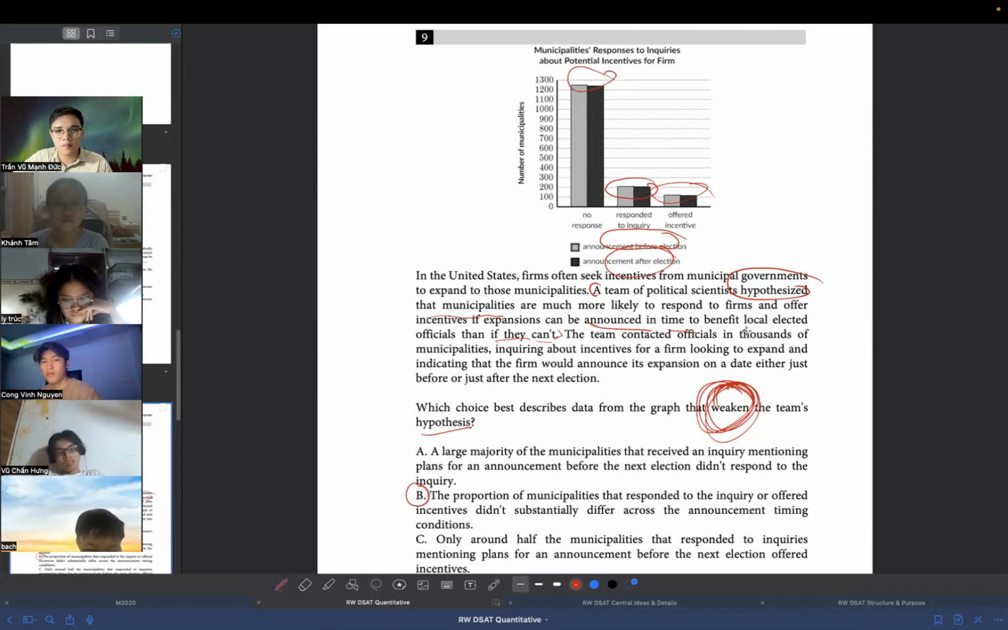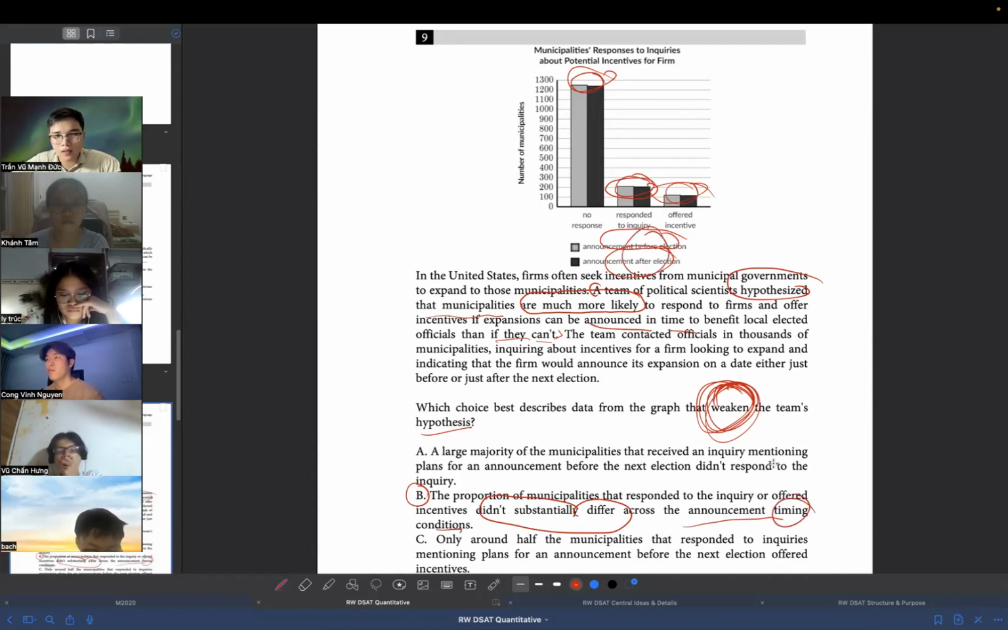Can be announced in time to benefit, are much more likely. This word is directly contradicting the graph. This is going to have to be represented by a much more drastic change. In this case, this is not much more likely. So this is very much wrong from the beginning. So which one inspires this question? This evidence: the proportion of municipalities that responded or offered didn't substantially differ across the announcement timing condition. Okay, timing condition before and after, they don't differ too much.